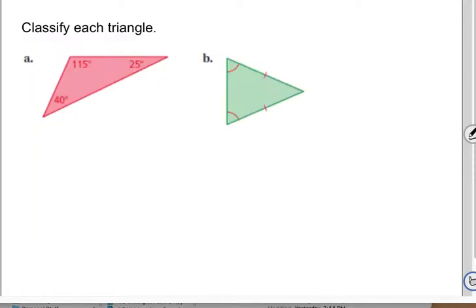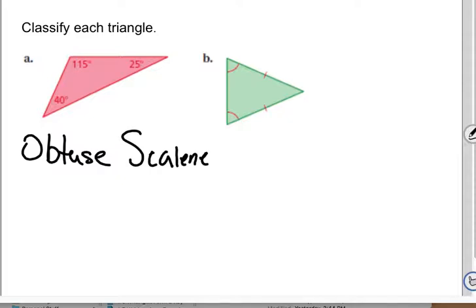Okay, classify the given triangles. You've got them on yours. This first one, what do we classify A as? Anna? Obtuse? Scalene? Now, why do you say scalene? No equal sides. It doesn't appear to have any equal sides. Is that an assumption we can make? On that one, it's pretty easily made. Do you agree?